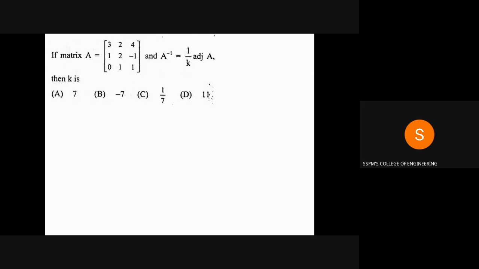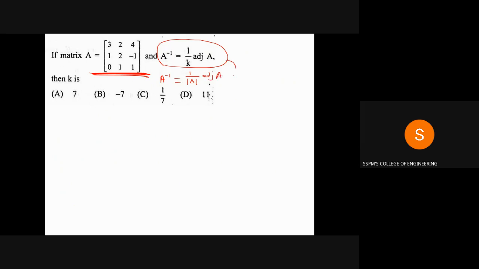If matrix A, again here, what is given? Matrix A is given, and what is given here? A inverse here. Look carefully. What is given? A inverse is equal to 1 upon K adjoint of A. But we know that what is the formula? A inverse is equal to what? 1 upon determinant of A into adjoint of A.